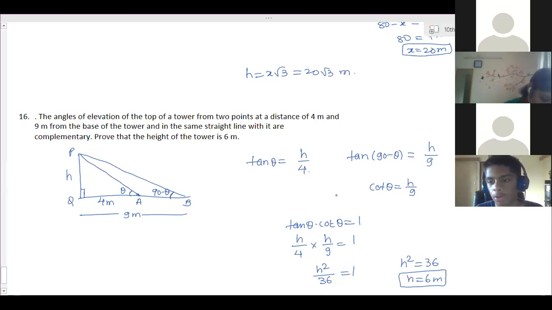Ma'am, what is the answer of the 12th one? The twelfth one is 7 into 4.73. 7 into 4.73. 29 point something.